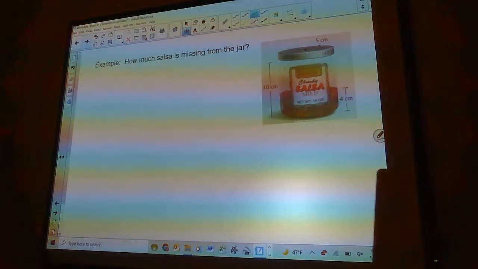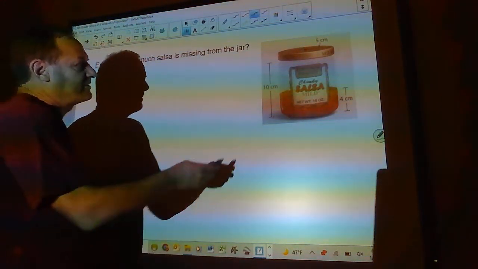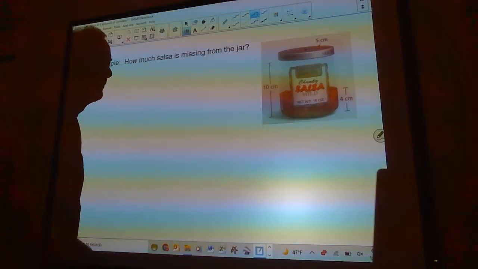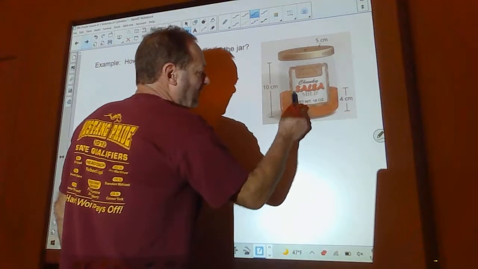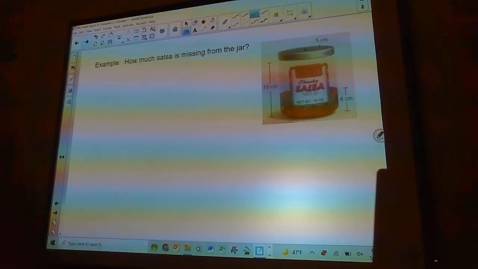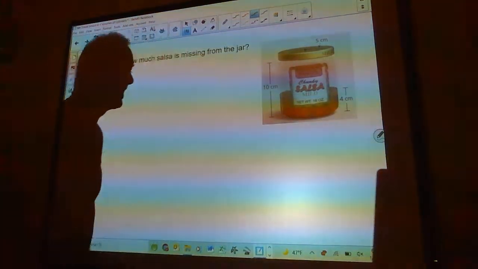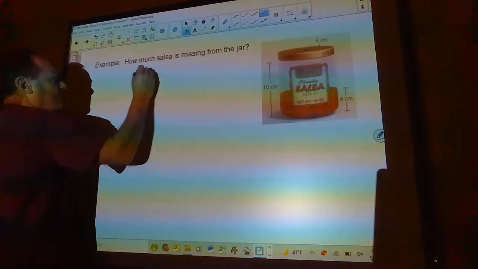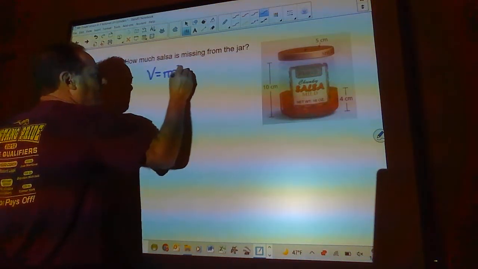All right, question here. We got a nice picture of a chunky salsa. Unfortunately, it's mild salsa. It says how much salsa is missing from the jar. Okay, so here's what we got is we've got the dimensions to calculate the volume of the jar, the complete jar, and we've got the dimensions to find the volume of what's left. So we're going to take two different cylinders here and we're going to subtract them. Okay, so the volume of the jar, remember here's my general formula again, pi r squared h.